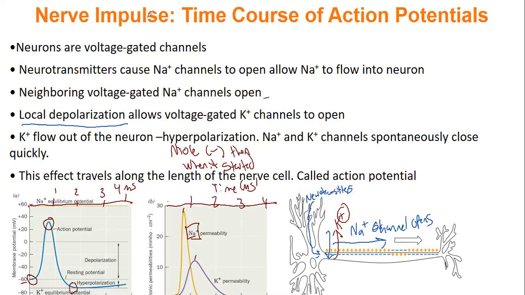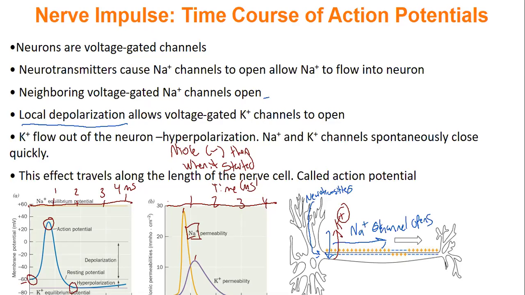So when Na flows in, the inside becomes really positive, causing potassium channels to open, allowing the potassium to go outside the cell. Yep. Wouldn't that be energetically unfavorable? You mean a conformational change of your channel?